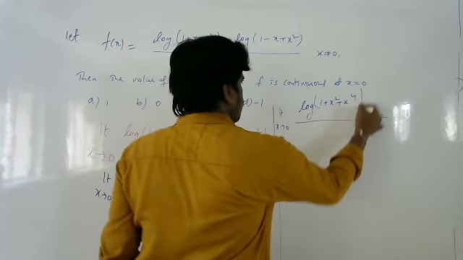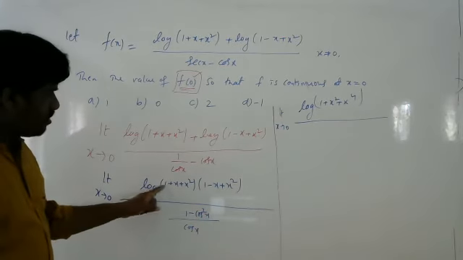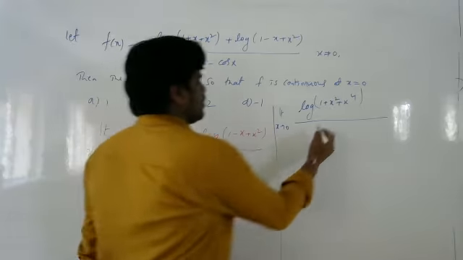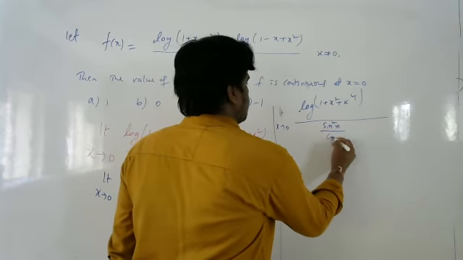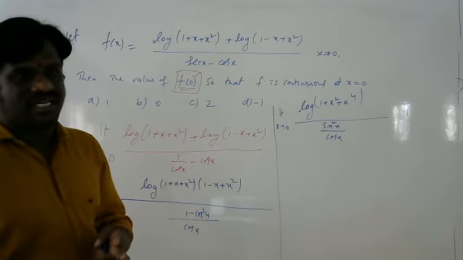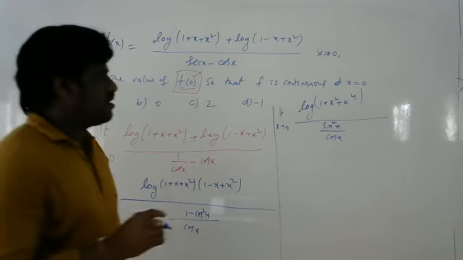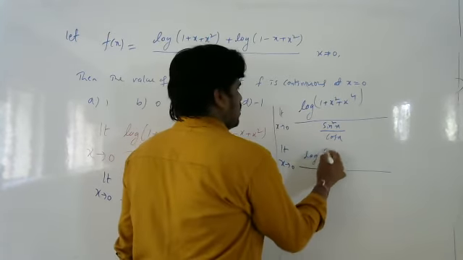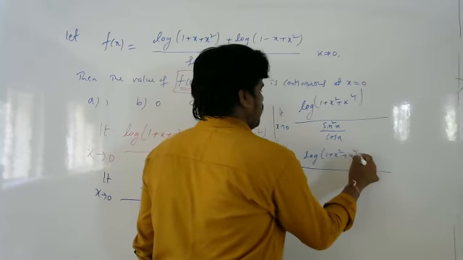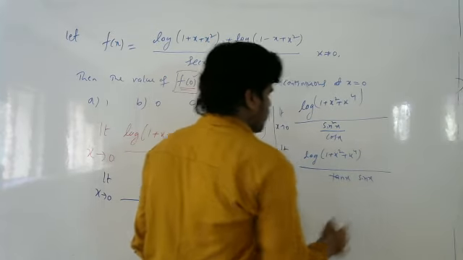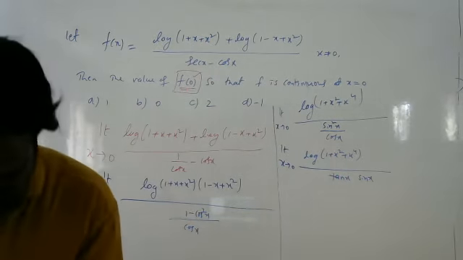Any doubts? Divided by, 1 minus cos square x, can I write sin square x? So sin square x by cos x. Sin square x by cos x, how to write? Tan x into sin square x, can I write sin x into sin x? Sin x by cos x is tan x. So I can write limit x tending to 0 of log 1 plus x square plus x power 4 divided by tan x into sin x.